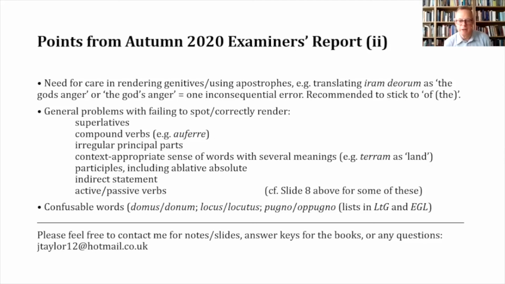Confusable words, well, there are lists of those in Latin to GCSE and in Essential GCSE Latin. The ones they singled out from the November paper were domus and donum, locus and locutus, and then an old favourite, pugno and oppugno. Well, we're going to go through that at a certain amount of speed.